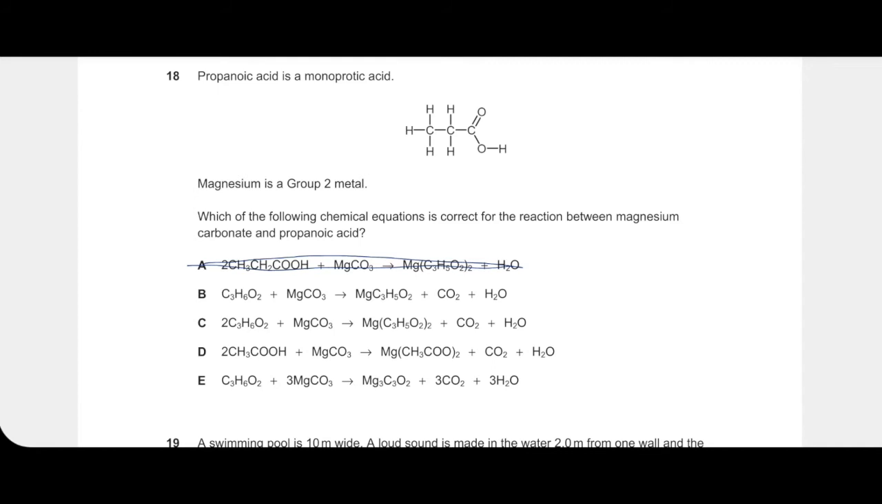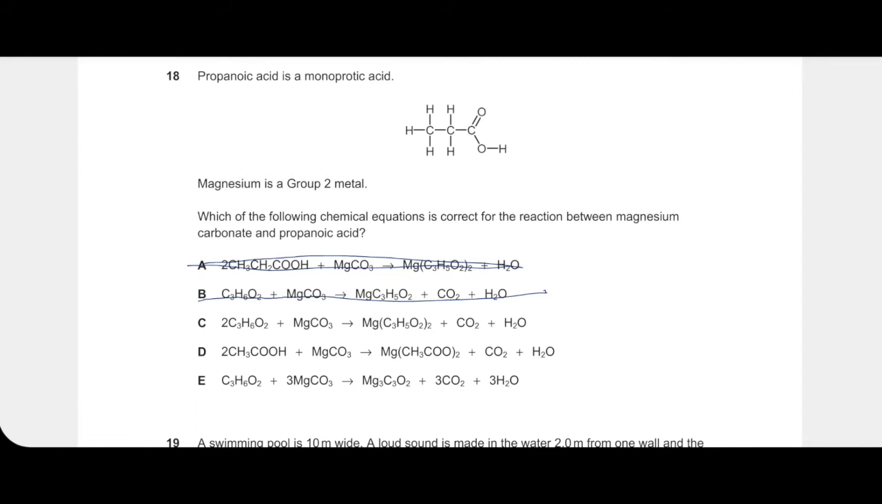Now, since propanoic acid is monoprotic and magnesium is a group 2 metal, one magnesium molecule will react with two propanoic acid molecules in a neutralization reaction. So, with this information, we could answer the rest of the question and do some further eliminations. So, there should be one magnesium carbonate and two propanoic acids. So, for B, that's incorrect. That's a 1-to-1 ratio in the reactants. C, there is a 2-to-1 ratio, so that's correct.